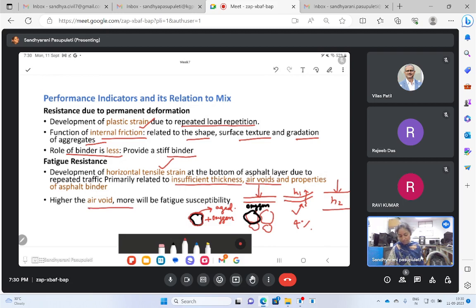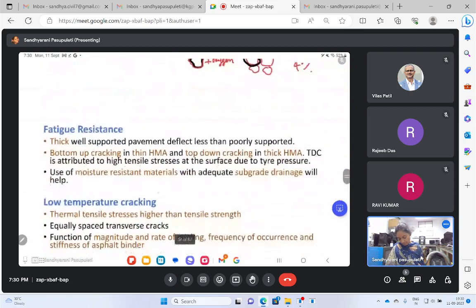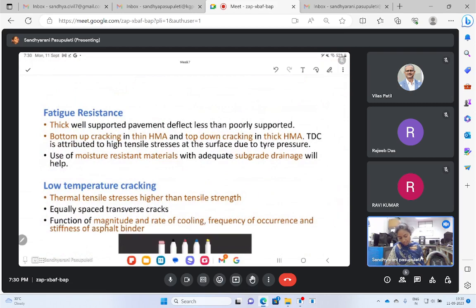So higher the air voids, more will be the fatigue susceptibility. So we need to reduce the air voids in such a way that the mix should not be prone to more aging. And in addition to that, wherever possible, a thick, well supported pavement will have higher fatigue resistance.